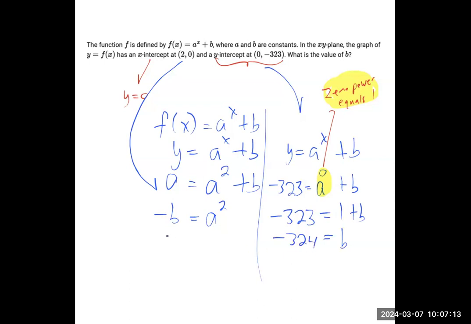So let's plug that back into the other one. The other one said negative b equals a squared. So negative negative 324 equals a squared. The double negative is a positive, and now we know that a squared is 324. And what is the square root of 324? I believe that's 18.